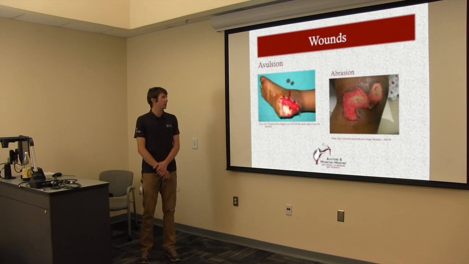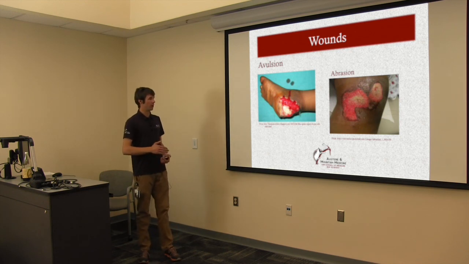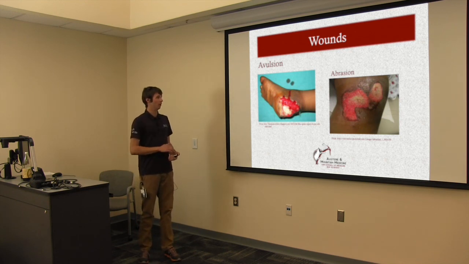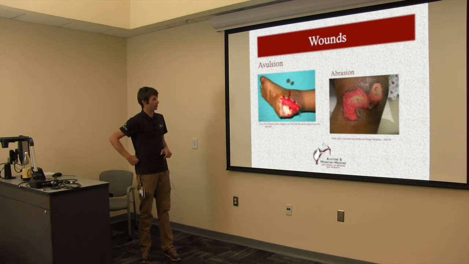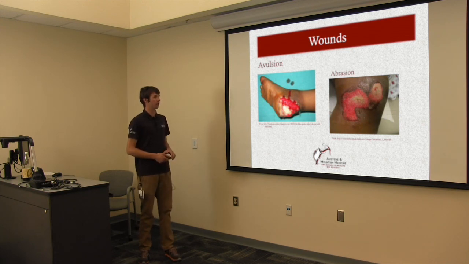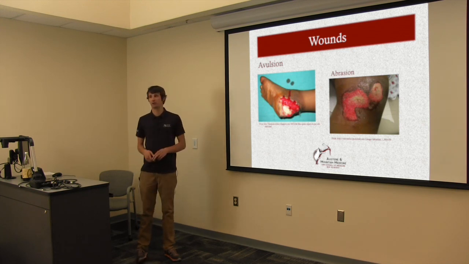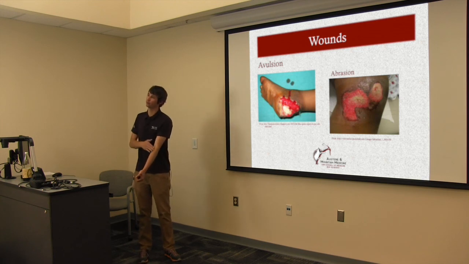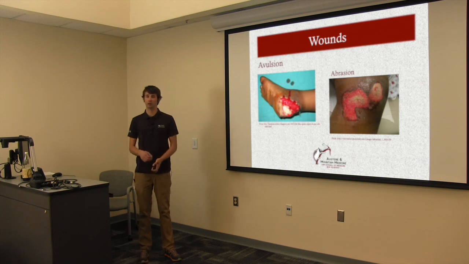Some other things that we see, avulsion. So this is essentially when you have a flap of skin or tissue that's folded over, and sometimes in this case completely removed from the extremity. And then we have abrasions, commonly thought of as road rash, but basically have some kind of friction over your tissue that actually removes skin and removes tissue.